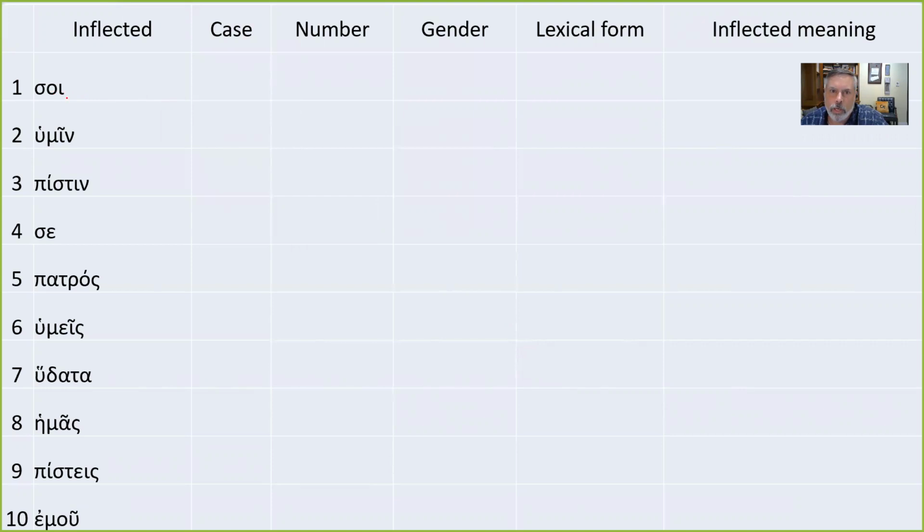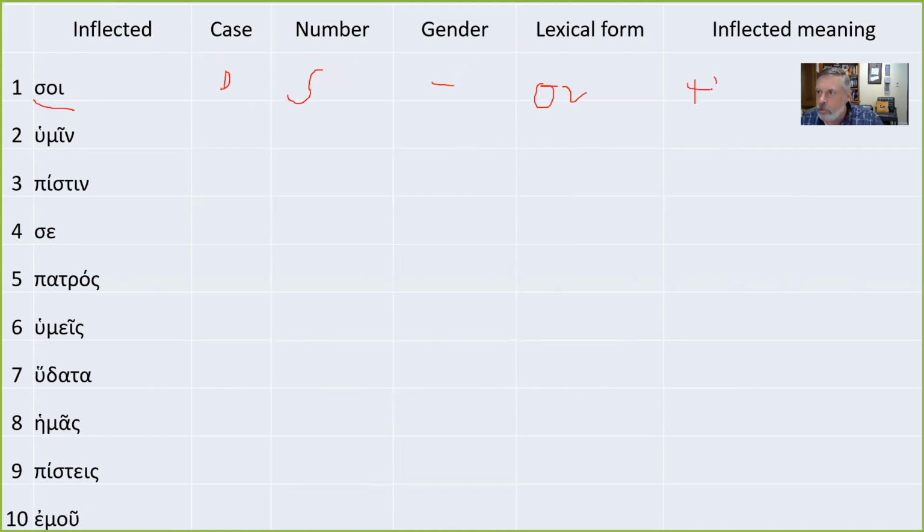Okay, so soi. Notice the iota ending. So we are dealing with the dative case, and this is in the singular. And there is no gender at all. And so its lexical form, it comes from su. And its inflected meaning, in other words, how it's being used over here, is going to be to you.